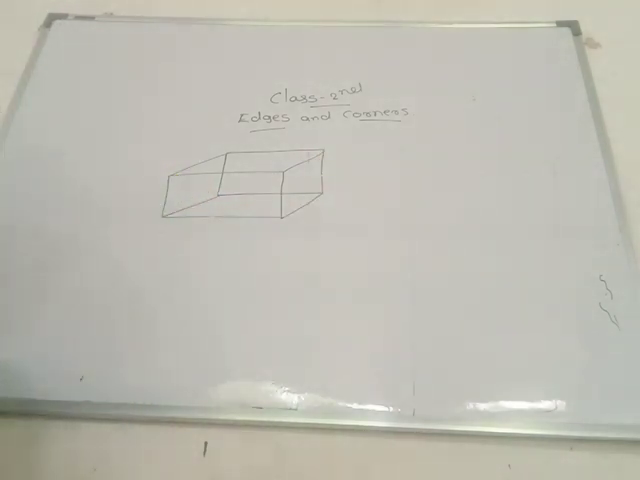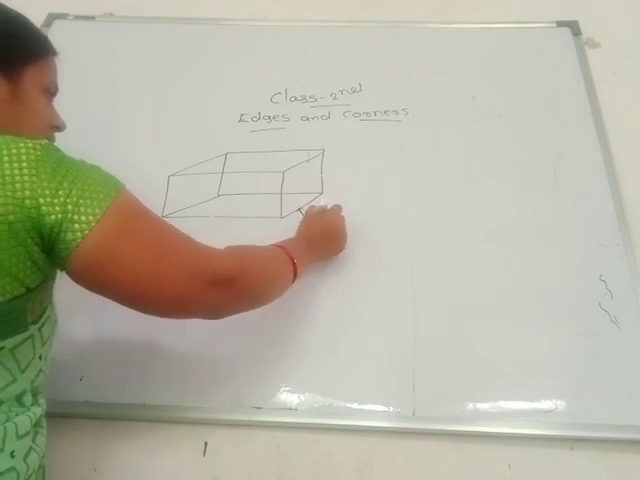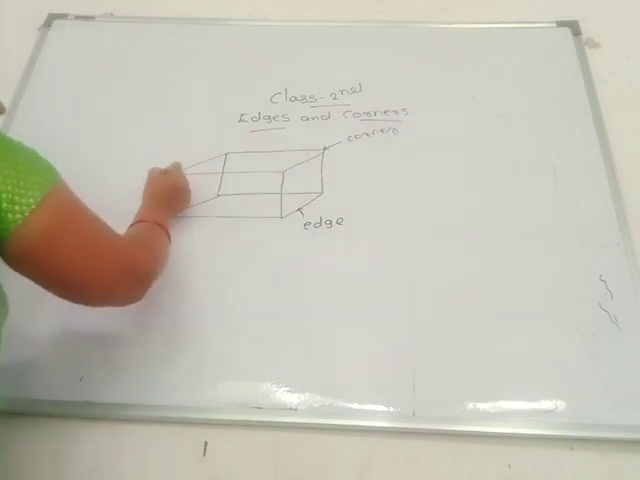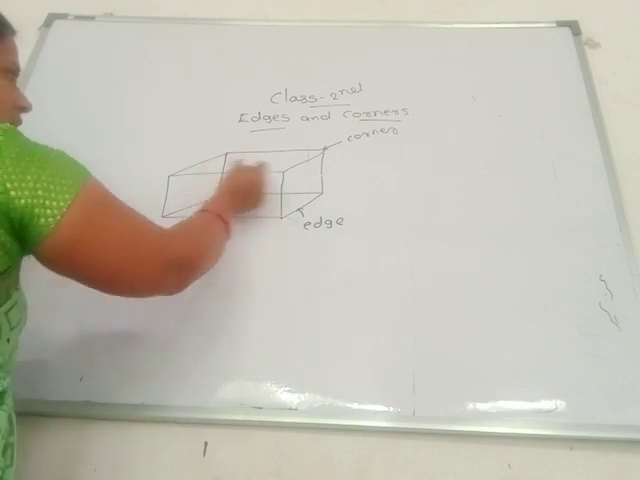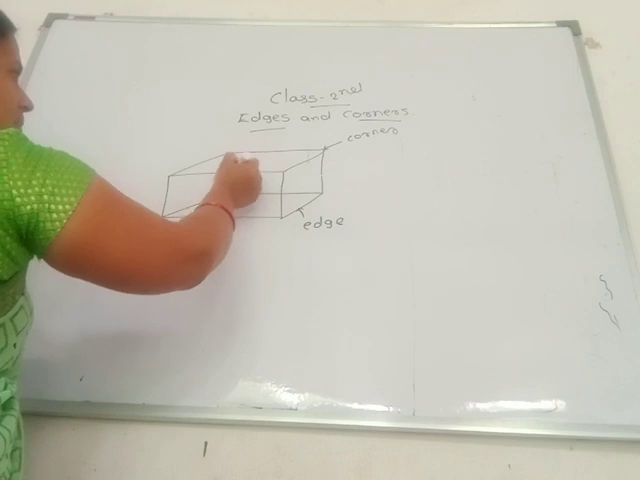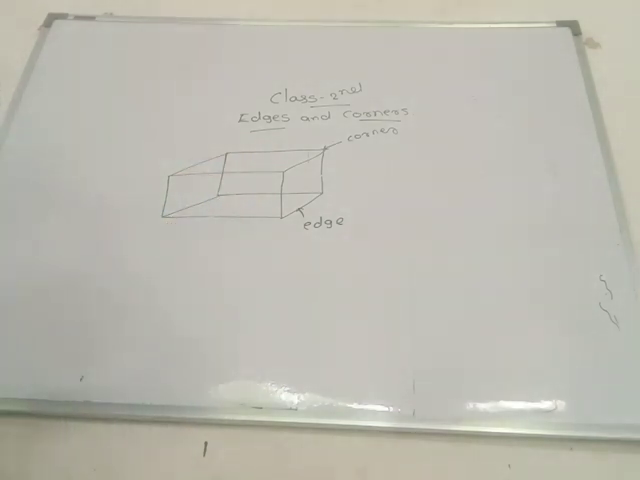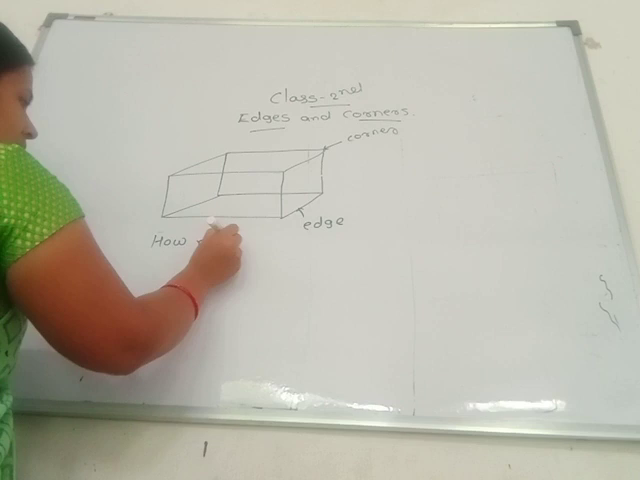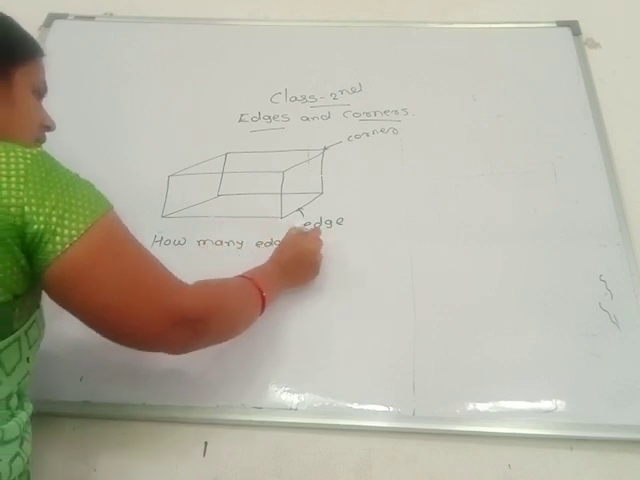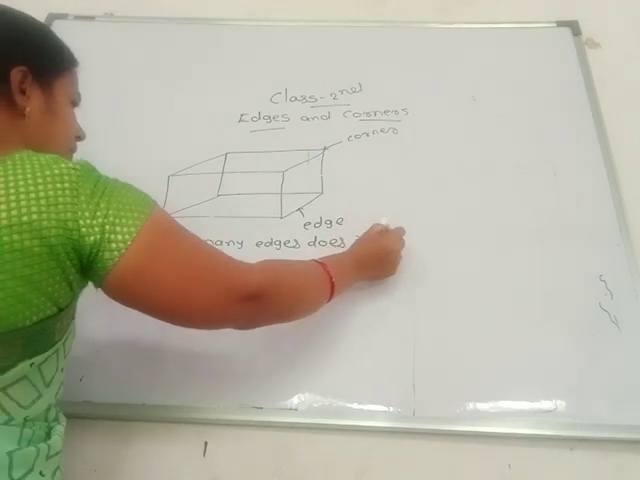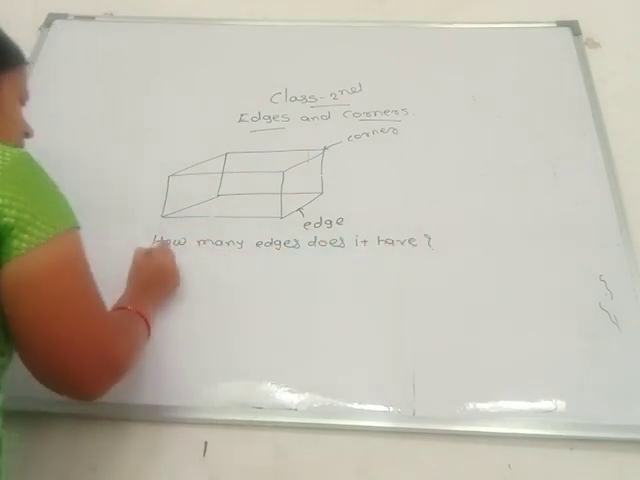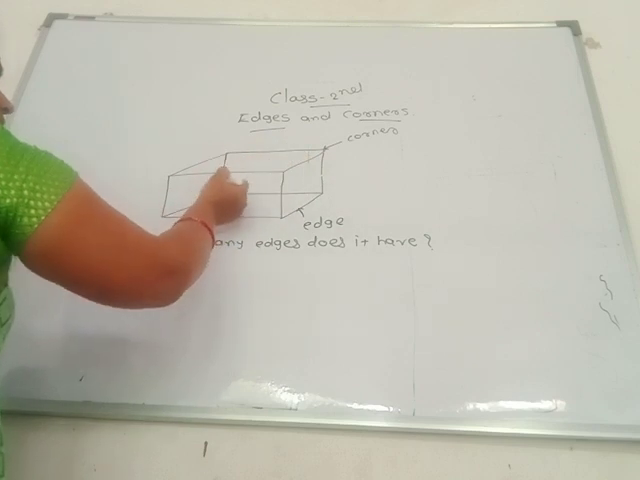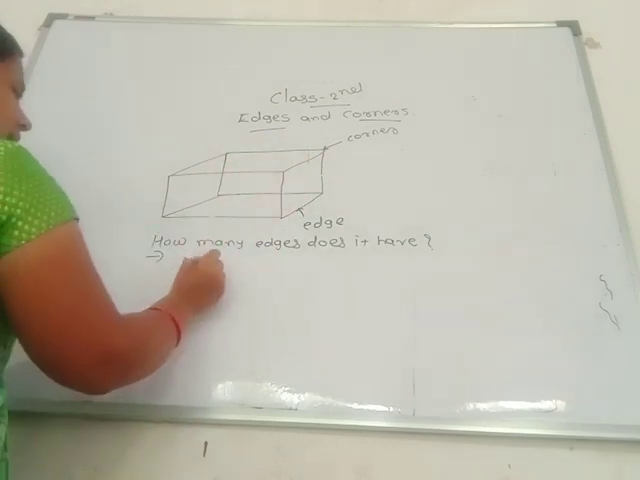See this, this one is an edge, corner, this also corner, this also corner, this also corner, this also corner. Edge means the sides of this cuboid. Then, how many edges does it have? Here the question is given: how many edges does it have? How many edges here? 12 edges. 1, 2, 3, 4, 5, 6, 7, 8, 9, 10, 11, 12. You write here 12 edges.